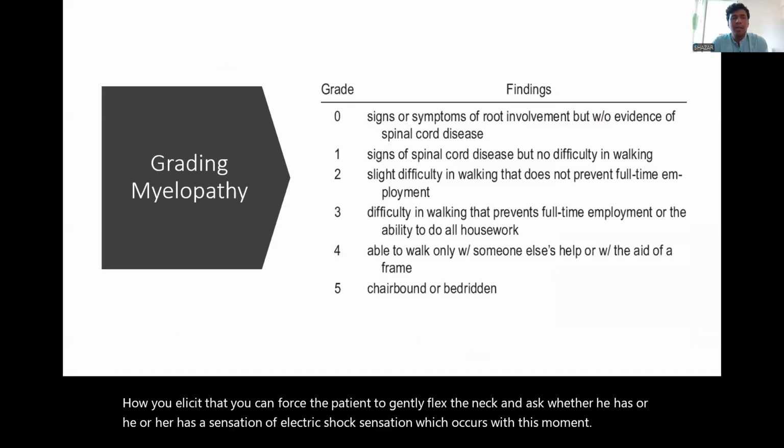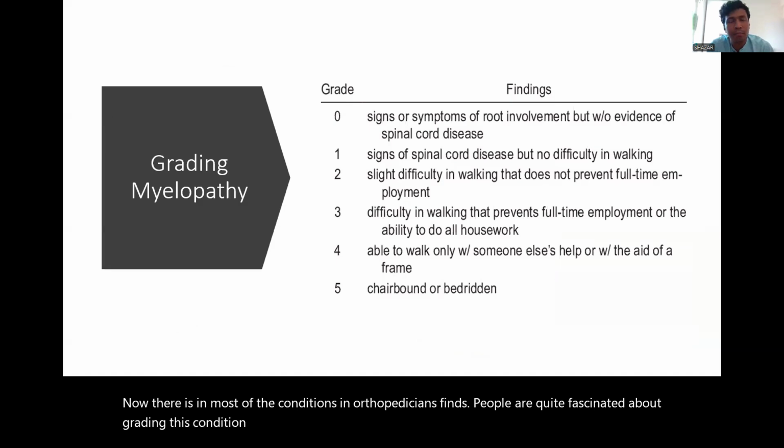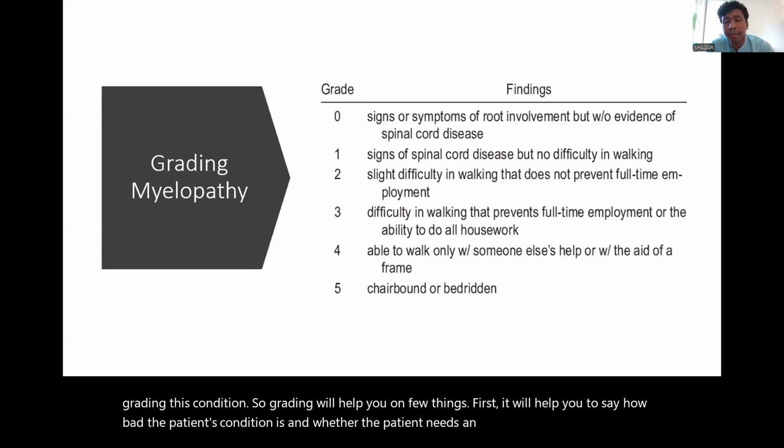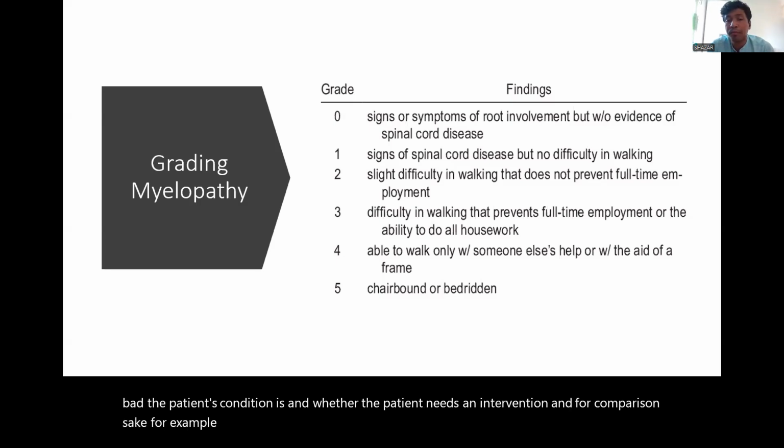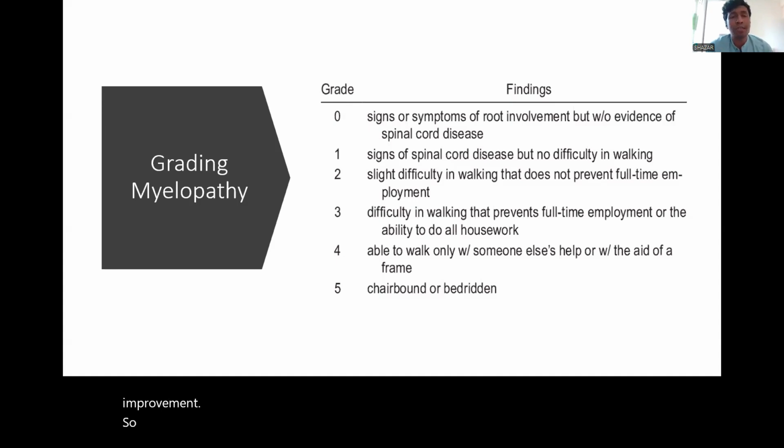Now, in most of the conditions in orthopedics and spine, people are quite fascinated about grading the condition. Grading will help you on a few things. First, it will help you to say how bad the patient's condition is and whether the patient needs any intervention. And for comparison's sake, for example, if you perform a procedure like a surgery in this patient, you would like to evaluate whether your intervention has made any improvement or not. Worldwide, one of the most accepted gradings happens to be the Nurick grading.